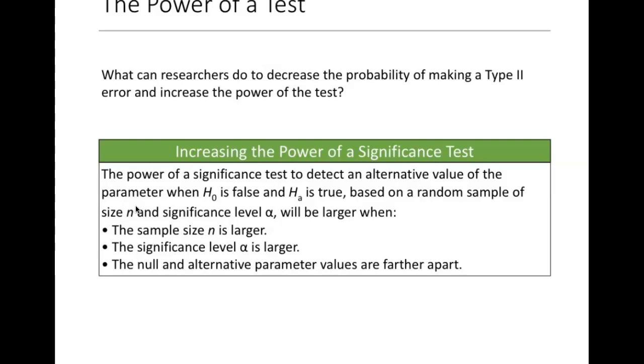So, oh, sorry, that's the third bullet point. The other thing you can do is increase alpha, because when you increase alpha, that makes it easier to reject the null hypothesis, right? But that's going to increase the probability that you make a type 1 error. Remember, there's that trade-off between type 1 and type 2. Or if your effect size is larger, meaning the null and alternative parameter are farther apart.